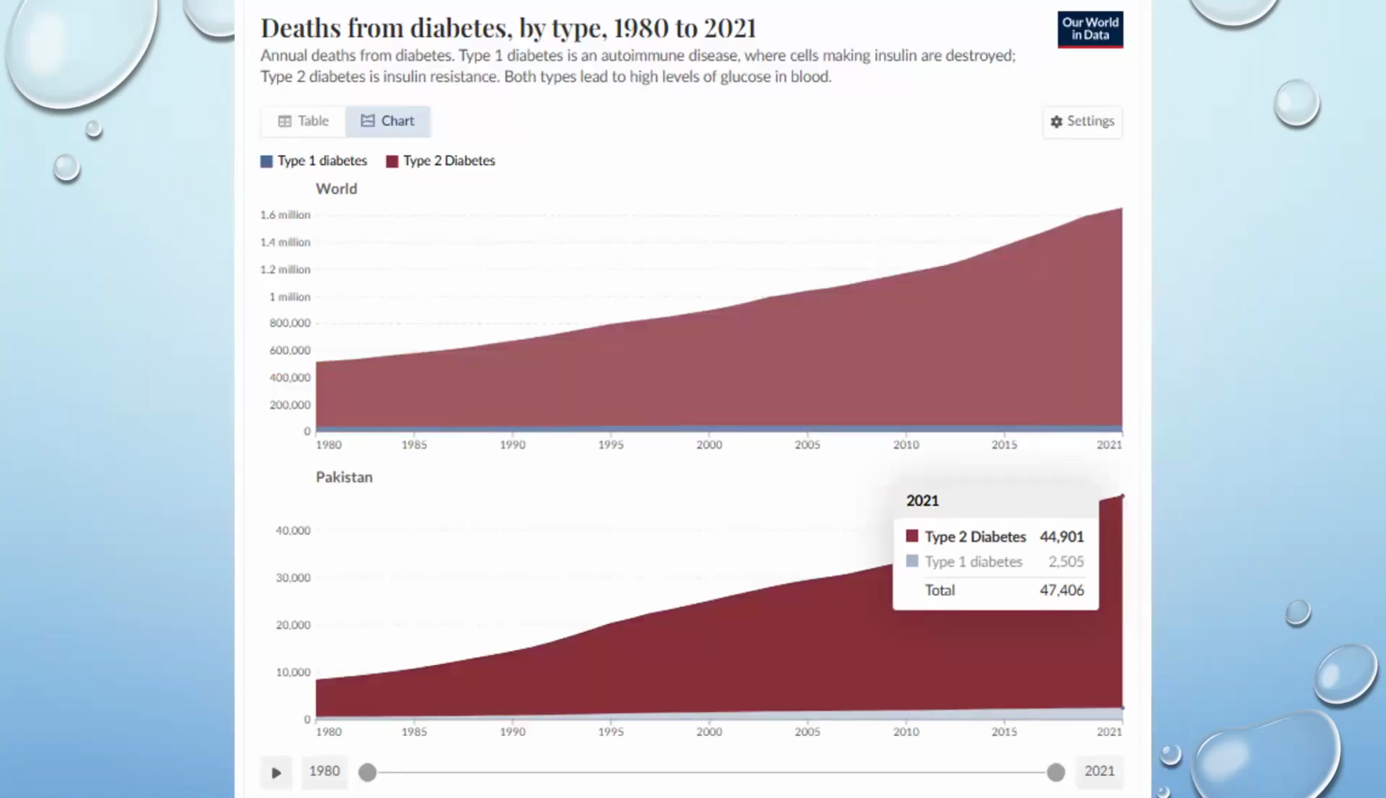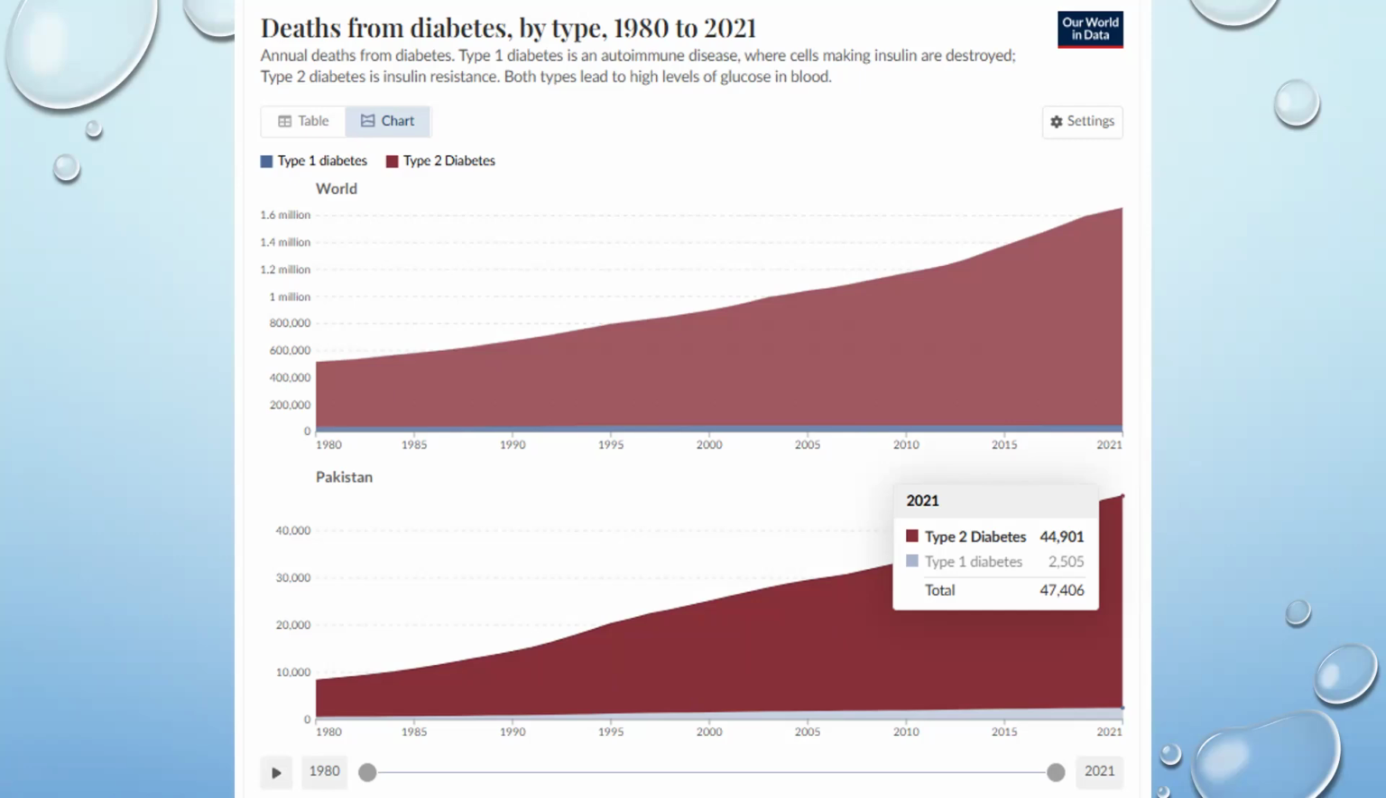So, deaths from diabetes by type, 1980 to 2021. So we can see that in 2021, in the world, about 1.6 million deaths were attributed to type 2 diabetes mellitus as compared to type 1 diabetes mellitus. Type 2 diabetes mellitus is shown by the dark red color, while in Pakistan, again, around 40,000 deaths were reported due to diabetes mellitus.